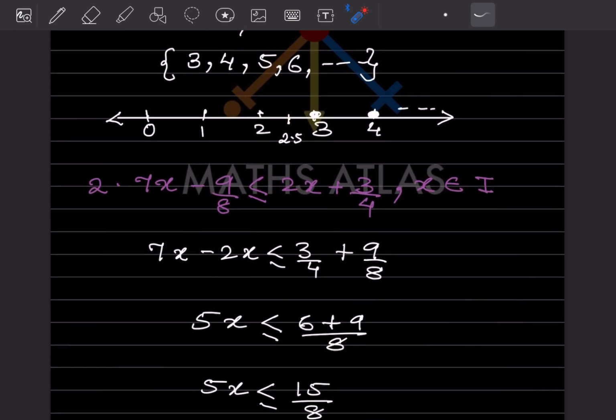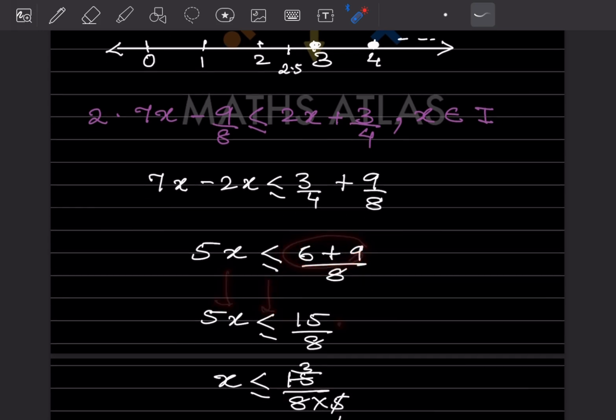Now this is the next question given, and it is an integer. So if we take these two parts, that will be 7x minus 2x. So this is going to be 3 by 4 and this will be 9 by 8. So this will be 5x, and here will be multiplication. So this will be 6 plus 9 by 8, so this will be 15 by 8.